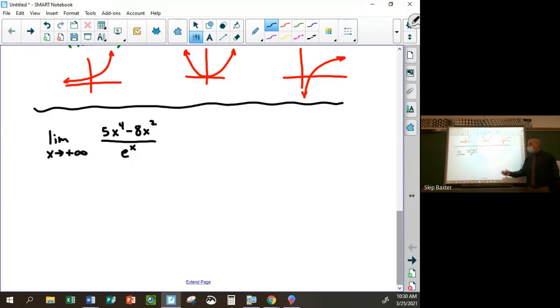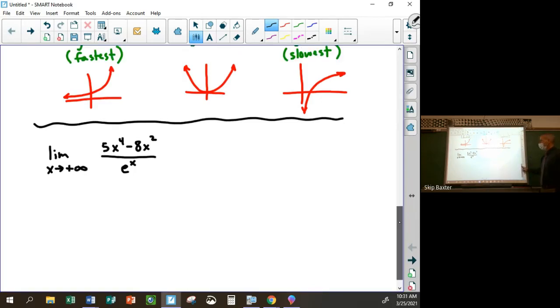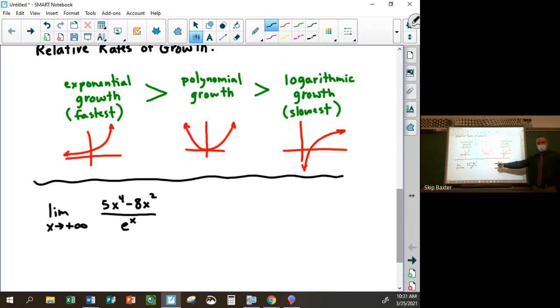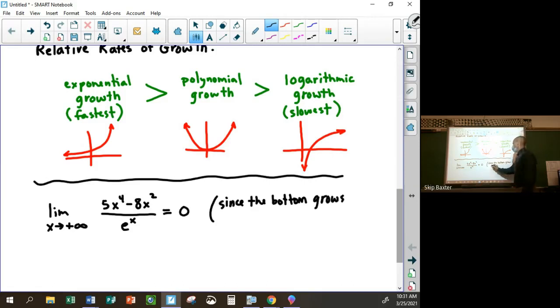Which is growing faster, the top or the bottom? Yeah, the bottom's definitely growing faster, right? Exponential growth is faster than polynomial growth. This is a polynomial. This is an exponential. This one's growing faster than this one. What happens to a fraction as x goes to infinity if the bottom's getting bigger faster than the top? What's the answer? 0, right? The bottom's blowing up faster than the top. That means this fraction is going towards 0. This equals 0, since the bottom grows faster than the top.